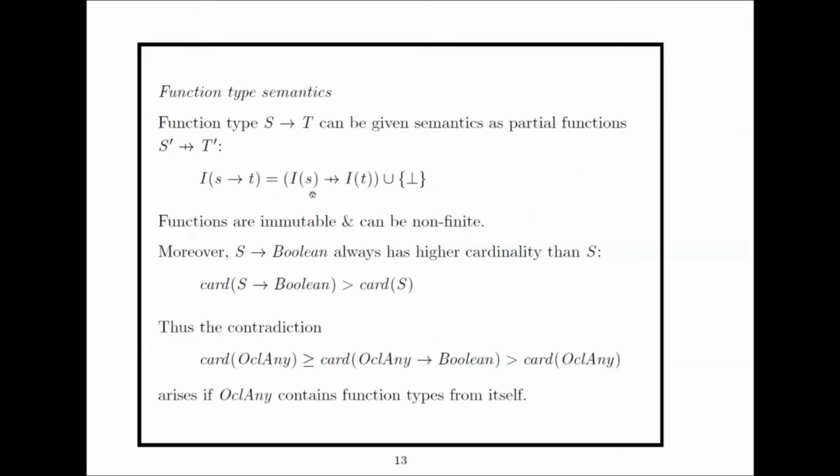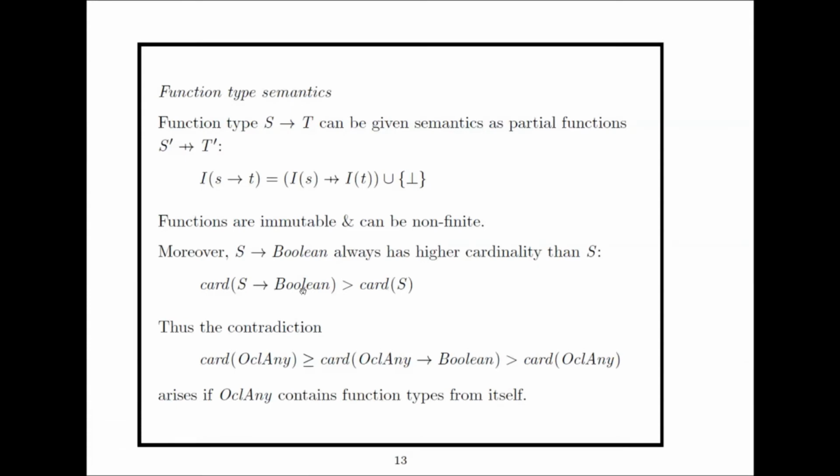So function types, again, can be given a semantics in terms of partial functions from the domain to the range. In contrast to maps, as I say, they're immutable, and they can also be non-finite because they're not given by an explicit enumeration of the mappings, but they're given by an expression, by a computation.